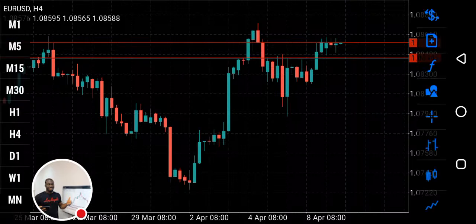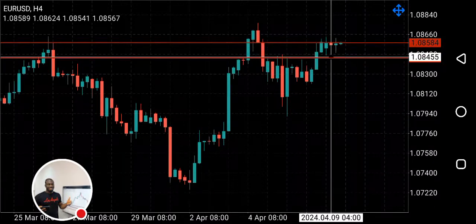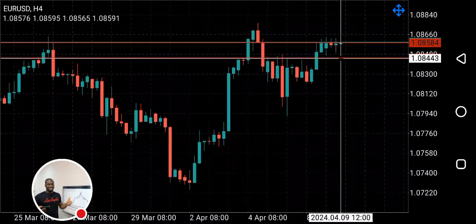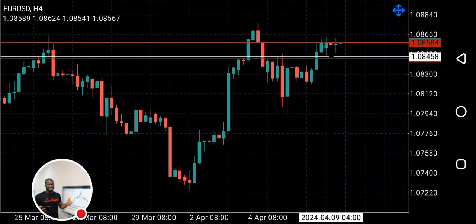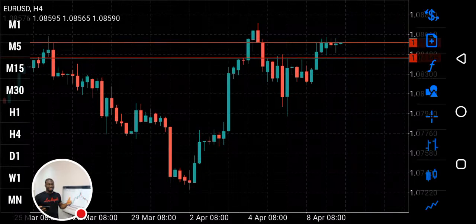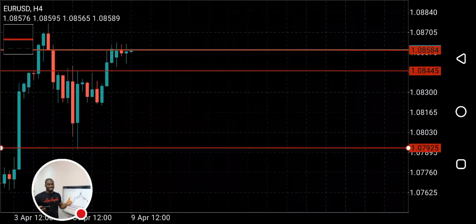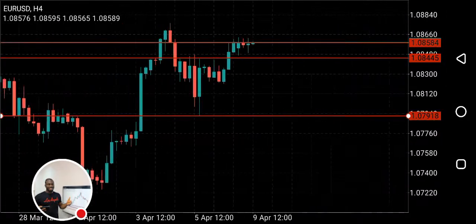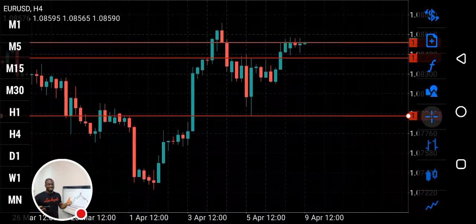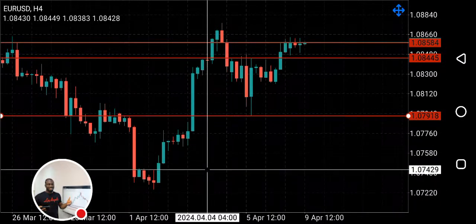If you can patiently wait for price to break this low, wait for the 4-hour candle to close below this low before you sell. You cannot sell now, please wait for the 4-hour candle to close below that level. This will be your first target if you are selling, and this will be your second target.